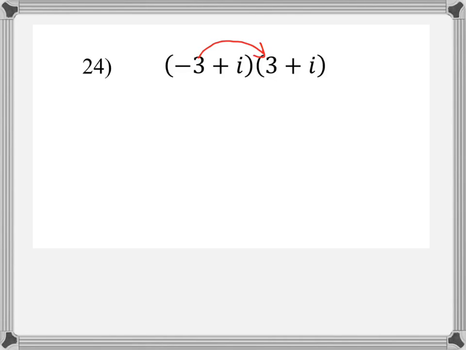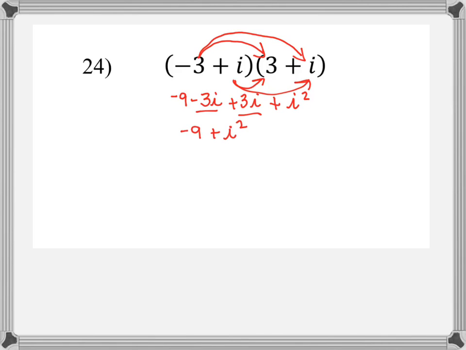So negative 3 times 3 is negative 9. Negative 3 times i is negative 3i. i times 3 is 3i. And i times i is i squared. We can combine like terms. And here our negative 3i and our positive 3i will combine and cancel out. And we'll be left with negative 9 plus i squared.